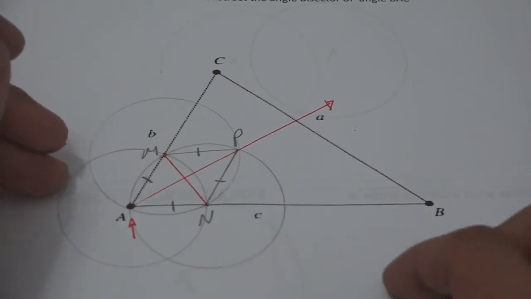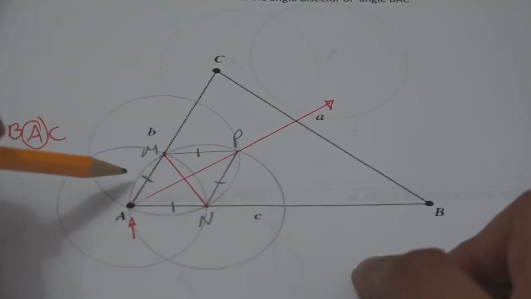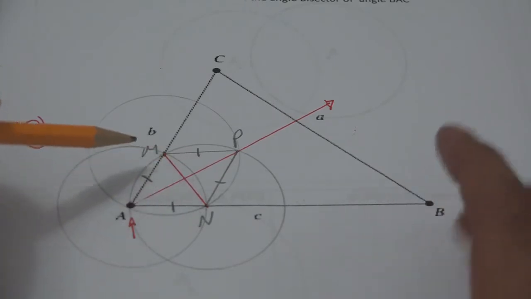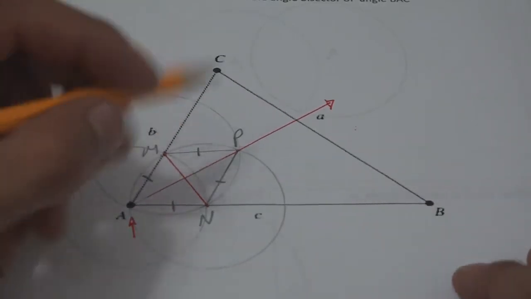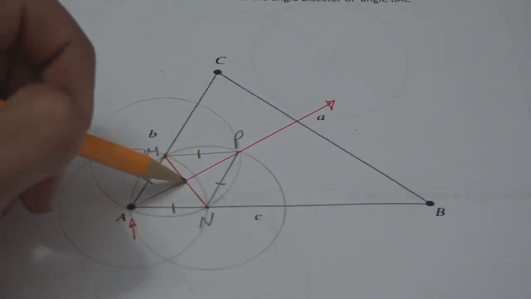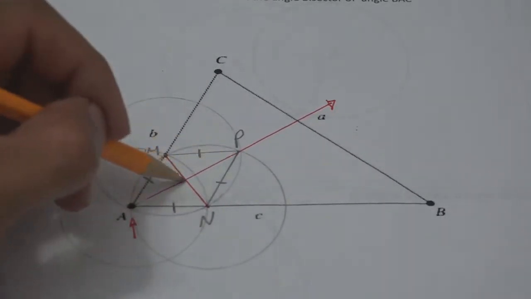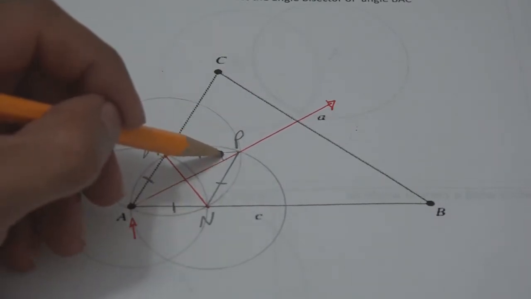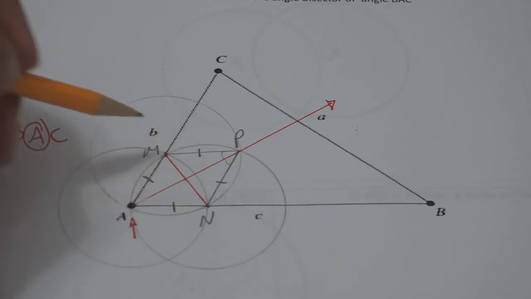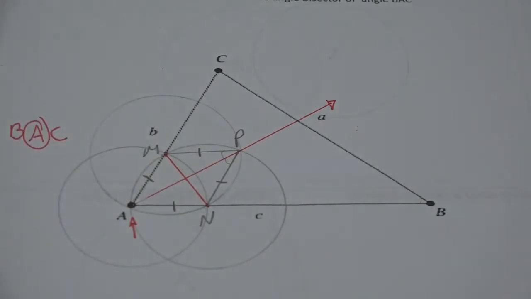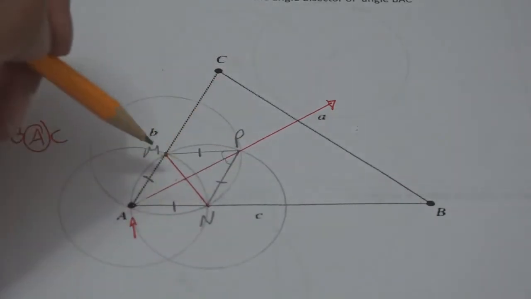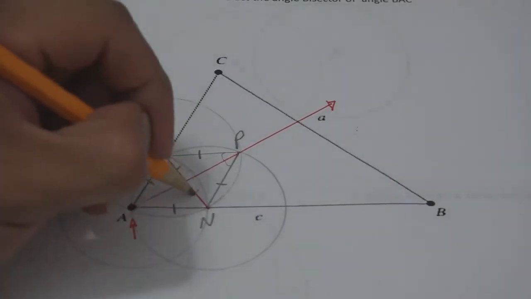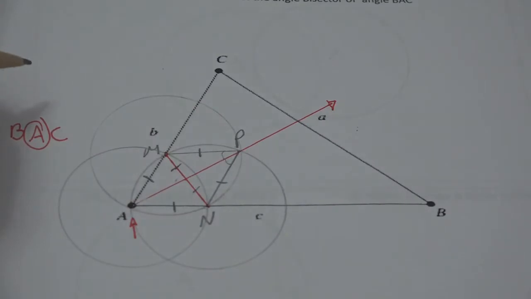Okay, but that still doesn't say anything about the angle bisector. Well, in an equilateral triangle, the perpendicular bisector also acts as the angle bisector. That means that it bisects the angles into two congruent angles. And this side is congruent to this side.